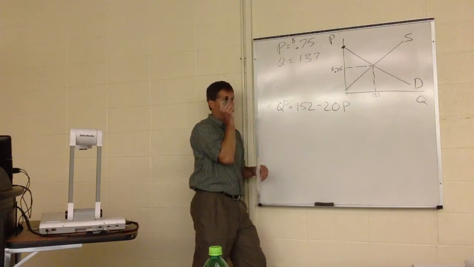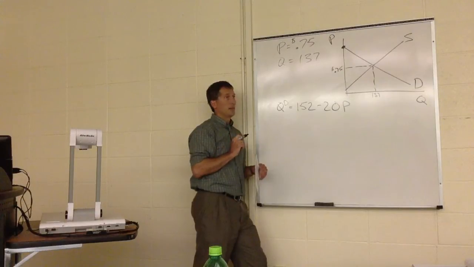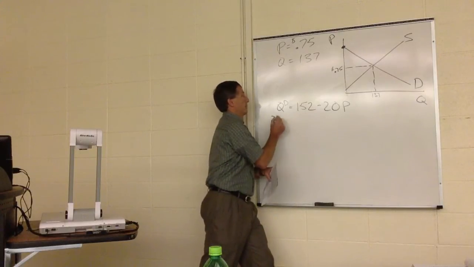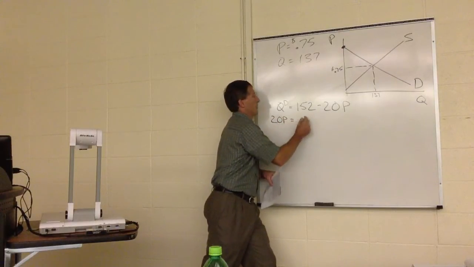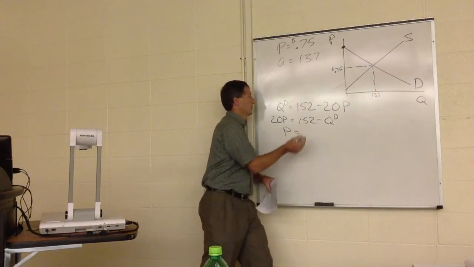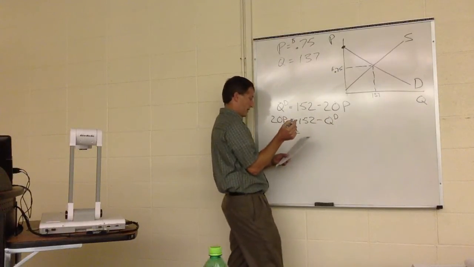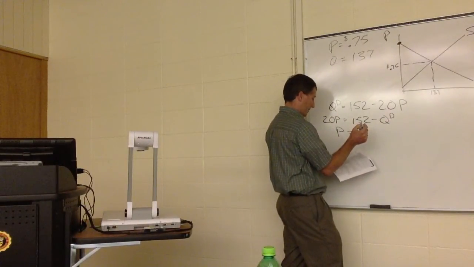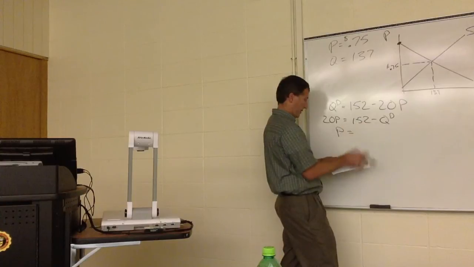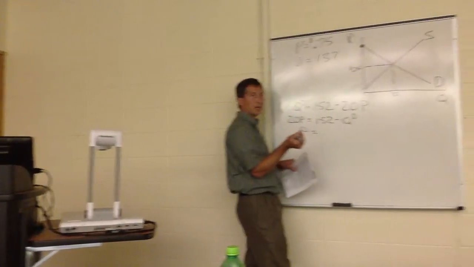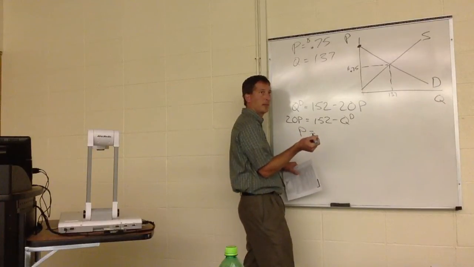Blake, did you come up with something yet? 7.6. What's that? 7.6, that's right. So this would be 20p equals 152 minus QD. P equals 152 divided by that, which gives us the 7.6 here, right? And 0.02, 2 cents, is for the supply. Yep.